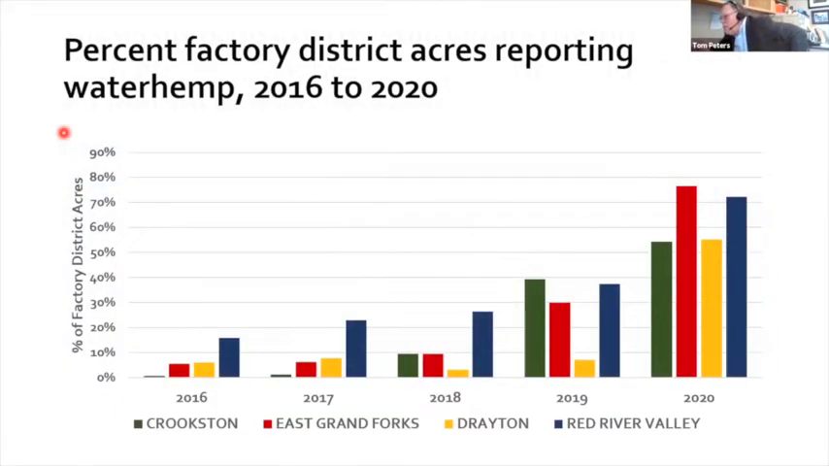Now, where did those numbers come from? Well, we just recently completed a survey, and I'm only focusing on the Crookston District, the East Grand Forks District, and the Drayton District. So you can see the colors and water hemp levels over time. Look at the spikes that we're seeing in 2019 and in 2020, and compare that to the average of the entire American Crystal Sugar District. So you can see that we've had a tremendous increase in the number of acres, the number of growers that identify water hemp as an important weed for them.